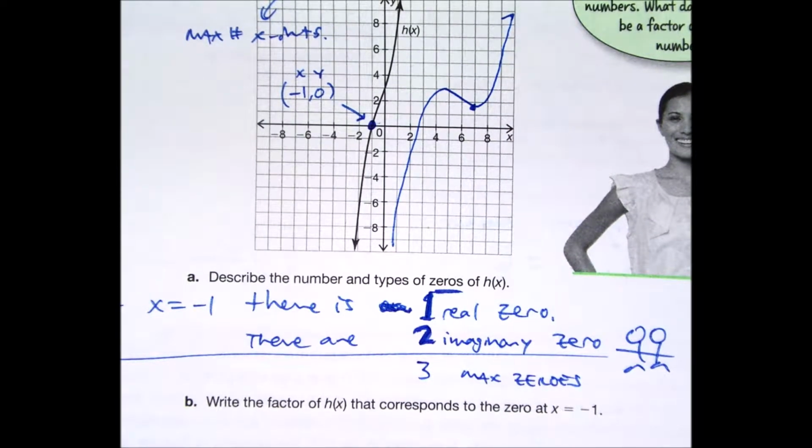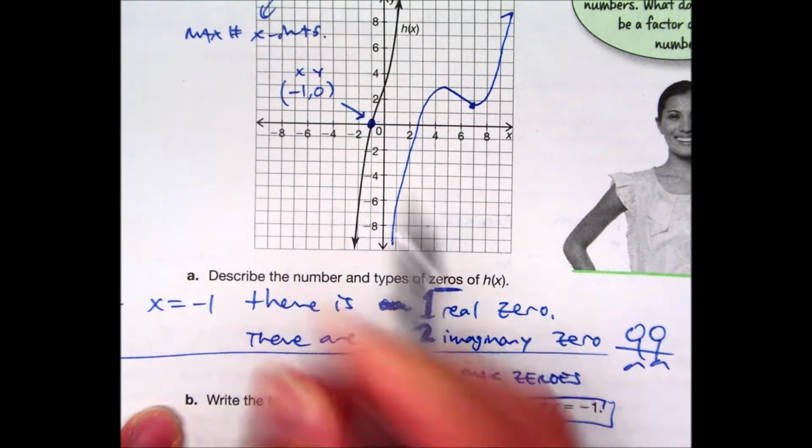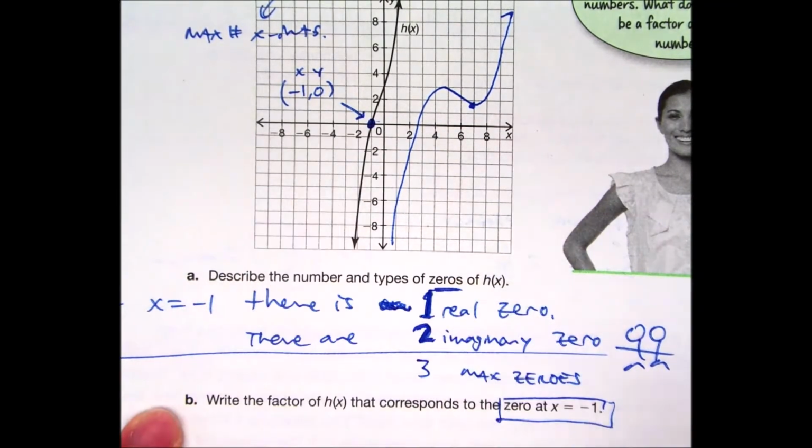B, read for us. Okay, so again, they call this a zero because in the ordered pair there's a 0.